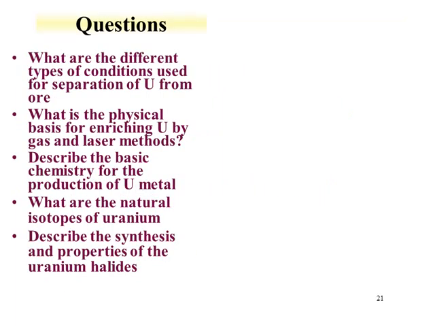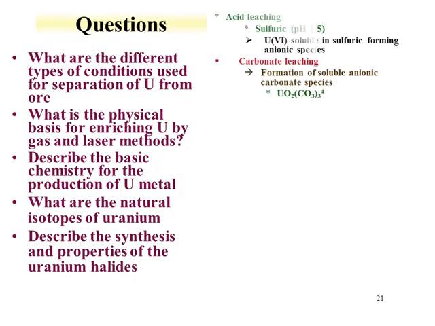Some questions that you should be able to answer based upon the two lectures are listed here. One would be, what are the different types of conditions used for separation of uranium from ore? Well, there are two types of conditions. One would be an acid leaching, for instance, with 1.5 molar sulfuric acid. Uranium-VI is soluble in sulfuric acid, forming anionic species, so uranyl sulfate.